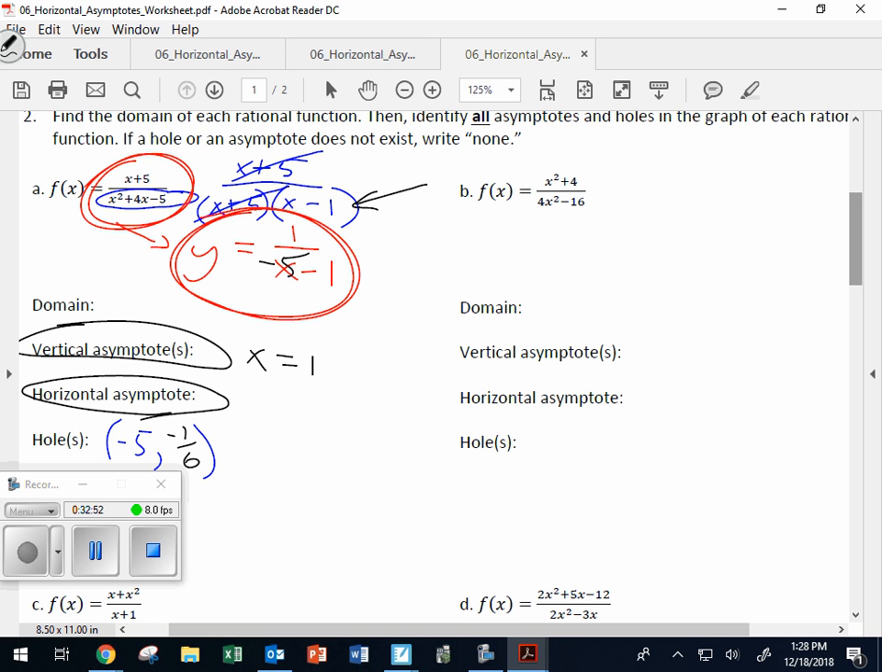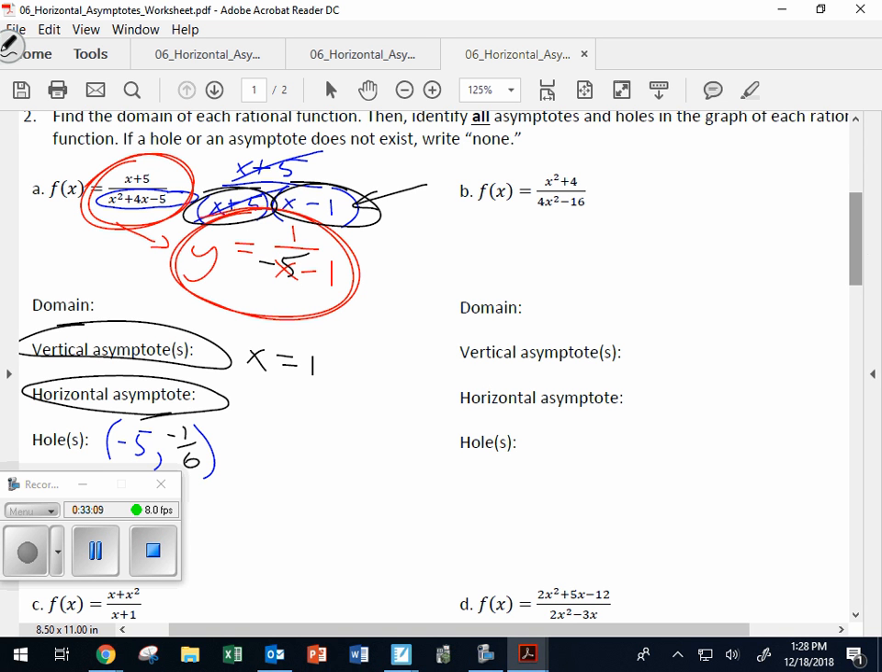All right, anyway, x equals 1 was a vertical asymptote. Why isn't x equals -5? Because it was a hole. There's 2 things crashing this, 1 and -5. One of them does it by being a hole, the other one, asymptote.